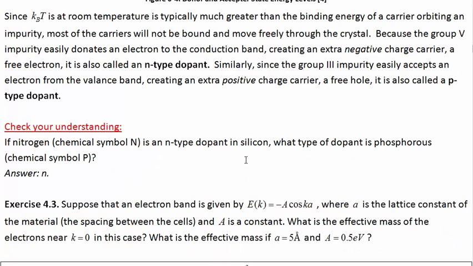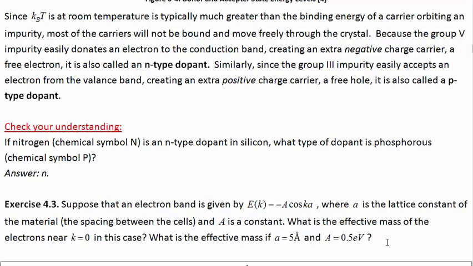Suppose that an electron band is given by E(k) = -A cos(ka), where a is the lattice constant of the material, the spacing between the cells, and A is a constant. What's the effective mass of the electron near k equals 0 in this case? What's the effective mass if a is 5 angstroms and A is 0.5 electron volts? See if you can use that formula.